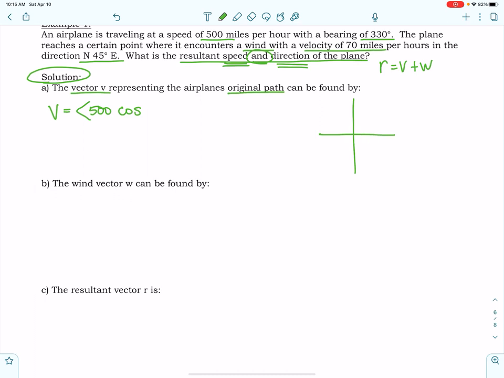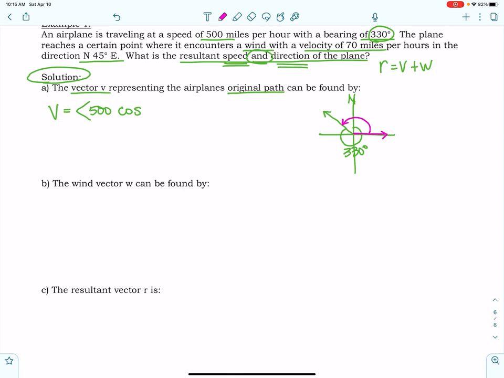We know its bearing is 330, and remember, bearing always starts north and goes clockwise. So we're going to go all the way here. So that's 330 degrees. That's the bearing. Now we want to find the direction angle. Remember, the direction angle always starts at positive x and goes counterclockwise to the vector.